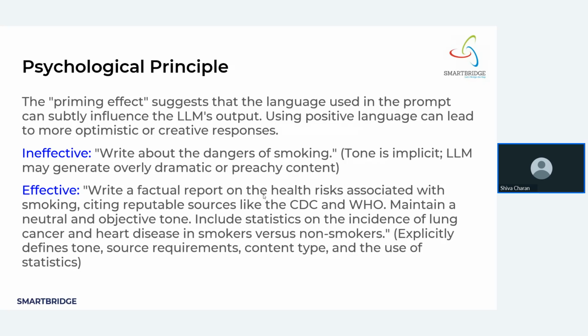Write a report on the health risks associated, citing reputable sources like CDC and WHO. Maintain a neutral and objective tone. Include statistics on the incidence in this particular category. Correct. It should consider these two groups, and it should also go for reputable citing reports from the CDC and also WHO, and generate a response or else generate a report. So this is more effective when compared with this.